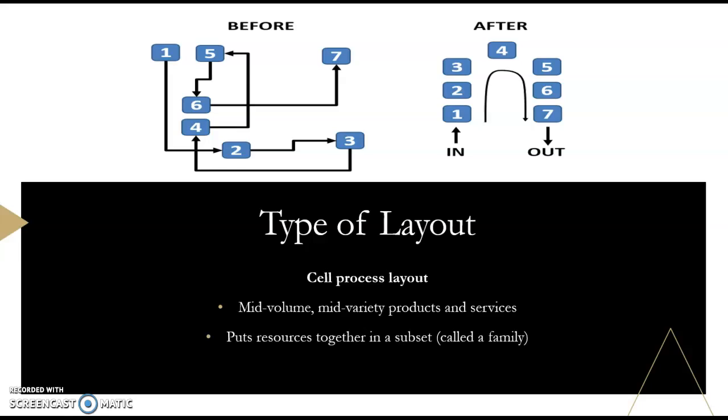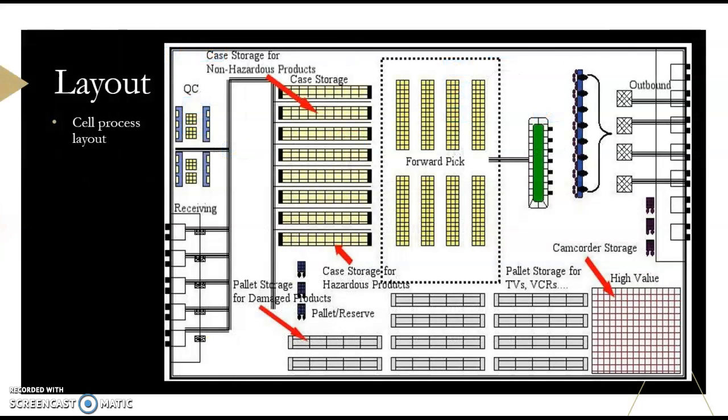The cell process layout is also very beneficial because it has mid-volume, mid-variety for products and services. Again, as Amazon, for example, they deal with a very large range of what they offer for products, but being able to put the products into subsets or families makes it way easier to organize and make the best of their daily operations.